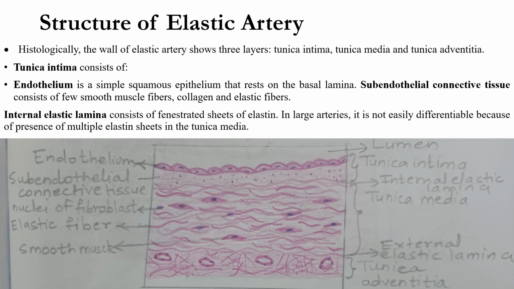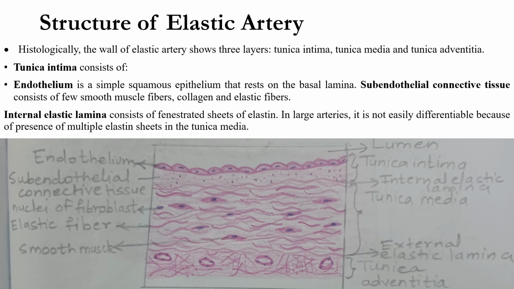And again during diastole, when the left ventricle relaxes, the wall of these elastic arteries can regain their original size because of elastic recoil of their walls. Also, this elastic recoil will provide additional force to push the blood into smaller arteries, and thus there is fluctuation of pressure during systole and diastole. So this is the functional significance of elastic artery.